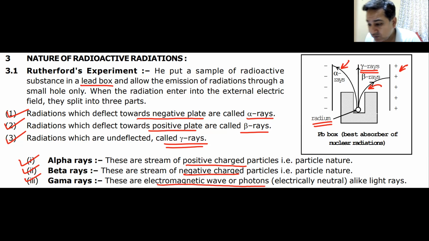So this is what you will write in short. Alpha consists of positive particles deflected towards the negative plate. Beta consists of negative particles deflected towards the positive plate. Gamma is electromagnetic radiation. We have an entire table coming up for these radiations, and you will have to remember everything in this table.